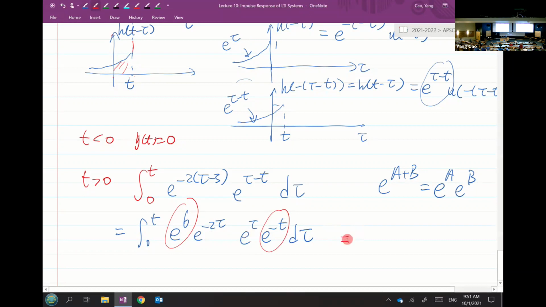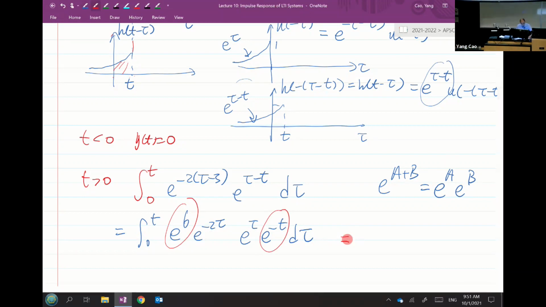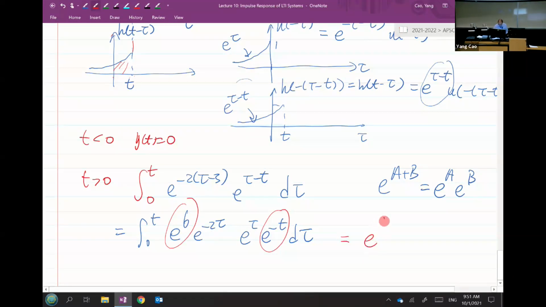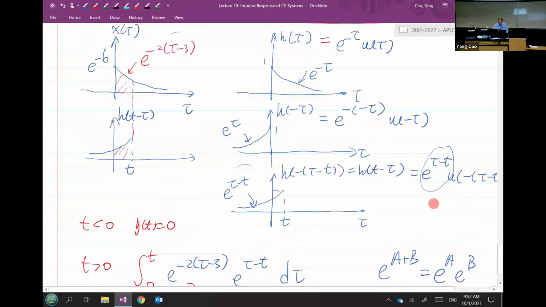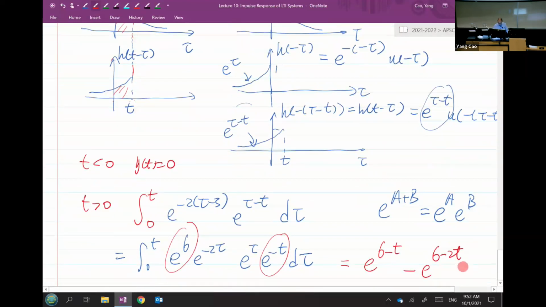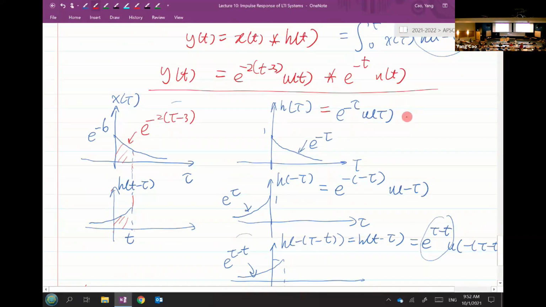I think you can carry out the rest of the integral yourself. You get e to the power of 6 minus t, e to the 6 minus 2t. So do practice this part. The reason I'm showing you this is that a little bit of a difference is that right now I've got the u functions showing up here. But if you don't like to write the u function, you just want to write the notation for each curve segment, like what I did here, that's fine too, right?